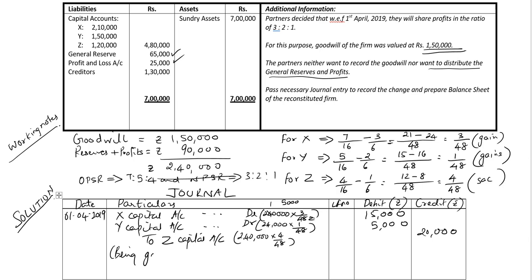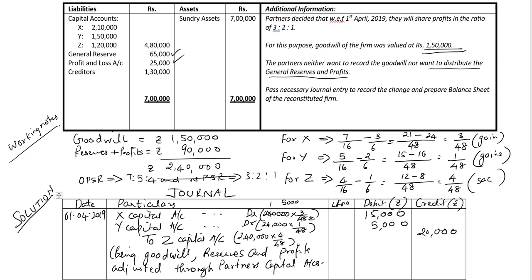Narration: being goodwill, reserves and profits adjusted through partners' capital accounts. So this is the first part where we need to record the necessary journal entry. The second part is to prepare the balance sheet of the reconstituted firm. So let's go ahead and prepare the balance sheet.